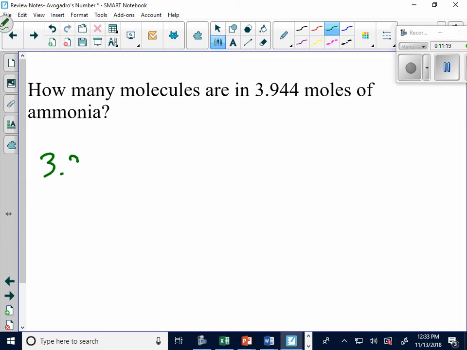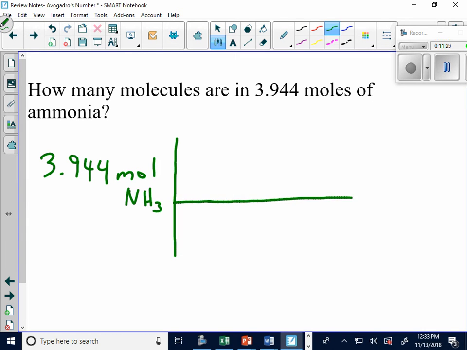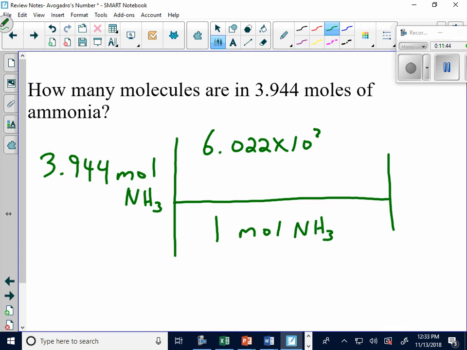So 3.944 moles of ammonia. I set up my conversion box. I know that I want moles of ammonia to cancel. Well, I know that 1 mole of ammonia has Avogadro's number of molecules of ammonia.